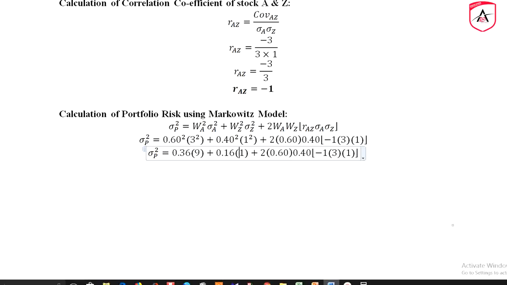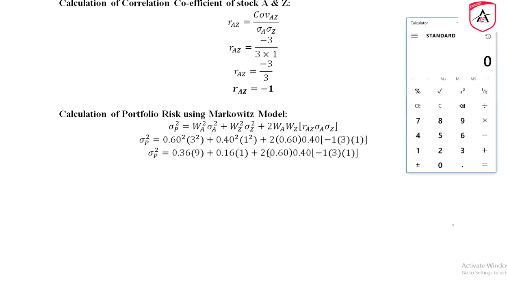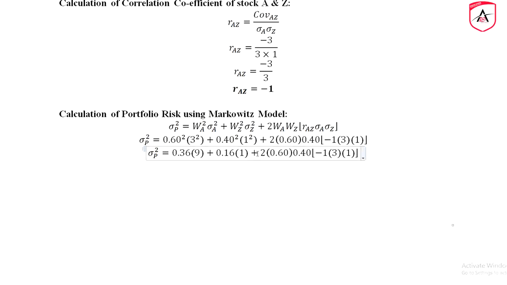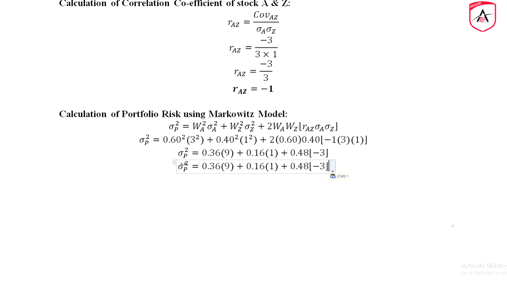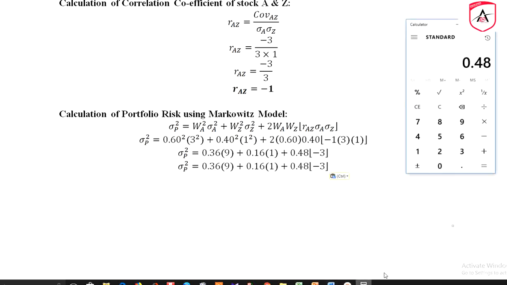Similarly, now we have to find out this 2 into 0.60 into 0.40 equals 0.48. If you multiply these three things, it is 0.48. Similarly, minus into plus into minus is minus. 1 into 3 is 3, 3 into 1 is 3. The value is going to be minus 3. Next step, we have to solve this again. Simplify this.